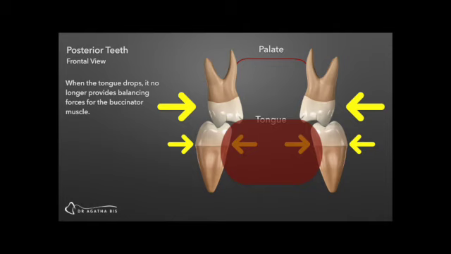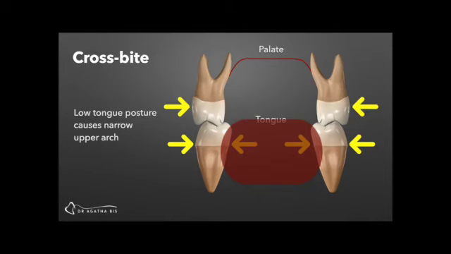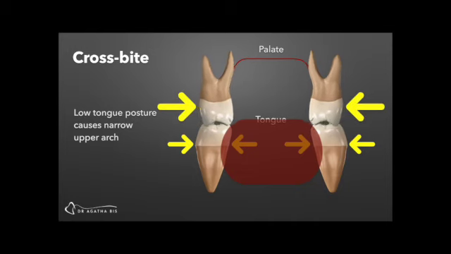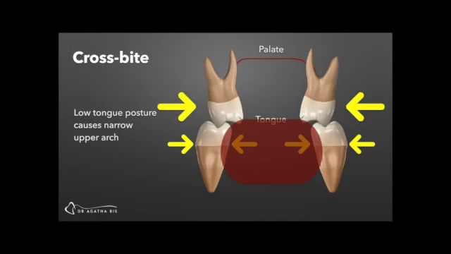Now, what happens next? It depends on what the person does with their tongue. Sometimes you get exactly that. You get a crossbite. So teeth tip in from the buccinator muscle pressure, and you just get a posterior crossbite. Sometimes it's bilateral, sometimes it's unilateral. Sometimes you get what's called a bimaxillary convergent.